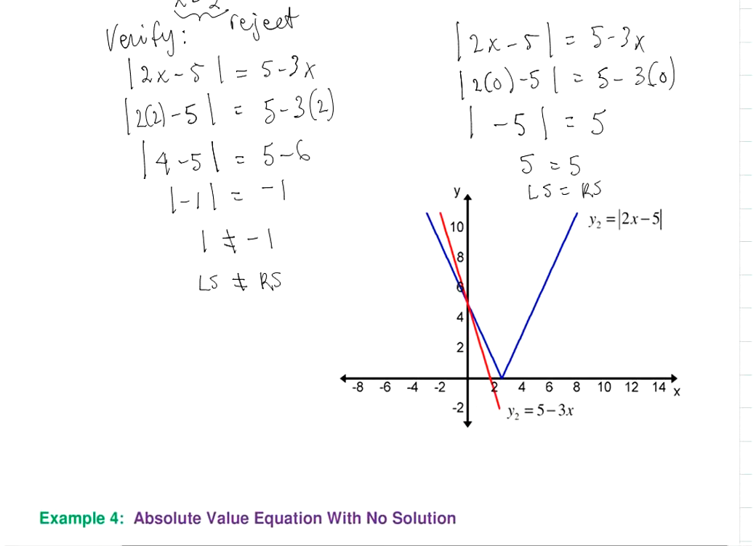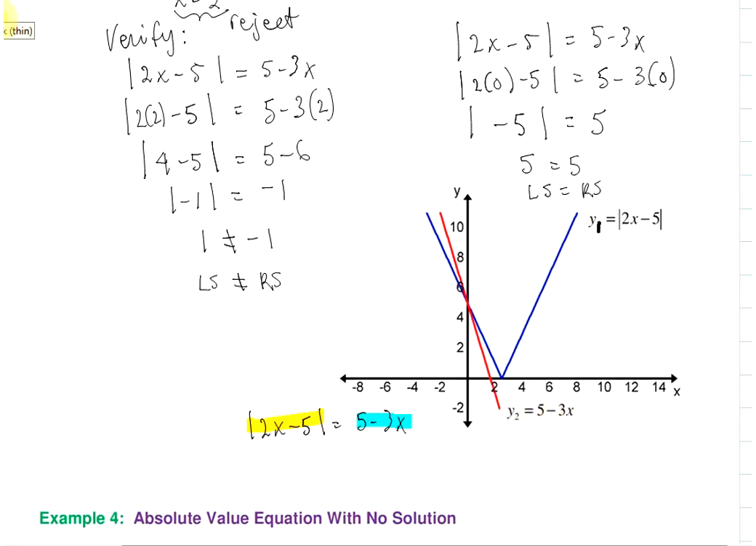Okay, you can also do this on your graphing calculator. If we take a look at our original equation, which is the absolute value of 2x minus 5 equals 5 minus 3x, then we are going to make what is on the left-hand side y1, and everything on the right-hand side y2.